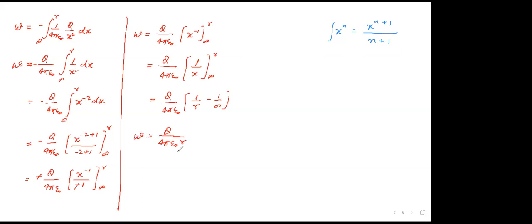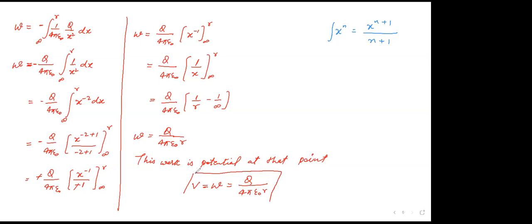And now this work is the potential at that point. So we can write it again: V is equal to W is equal to Q over 4 pi epsilon naught R. Are you clear? Yes, sir. Good. Note it down, please.